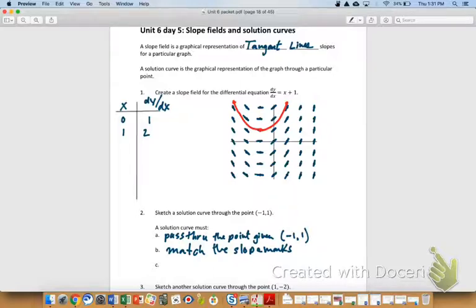The solution curve must be a function over the largest interval with the initial condition.